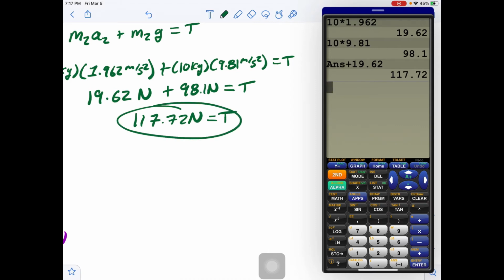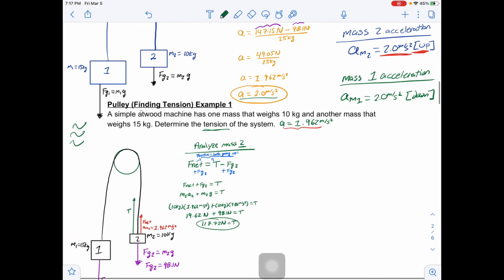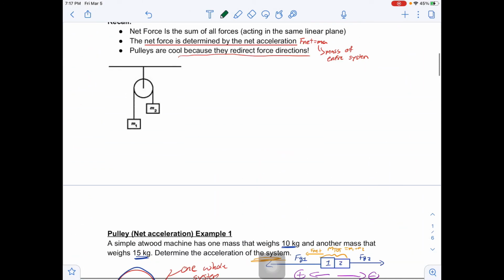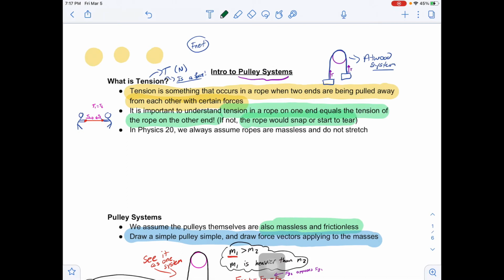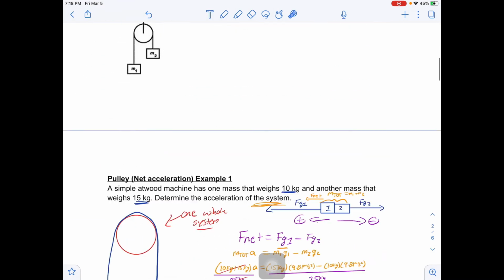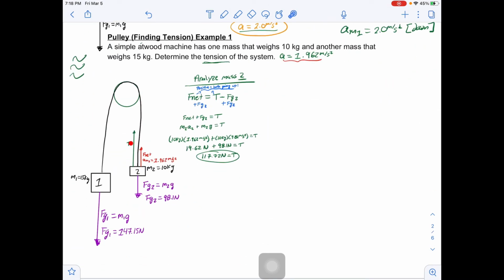Now, what did I say at the very beginning when we started talking about tension? I said that it's important to understand the tension in a rope on one end equals the tension of the rope on the other. Let's check if that is true. So I'm stating that this tension should be equal to the tension in this rope. So now what do you think we have to do?